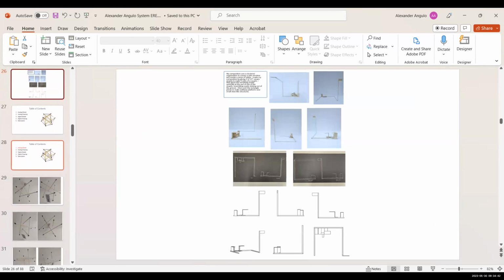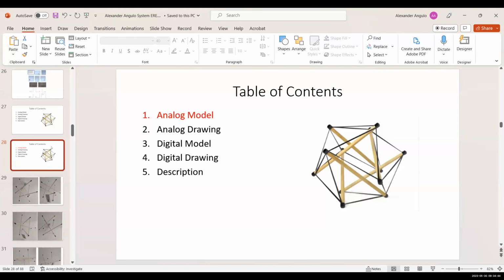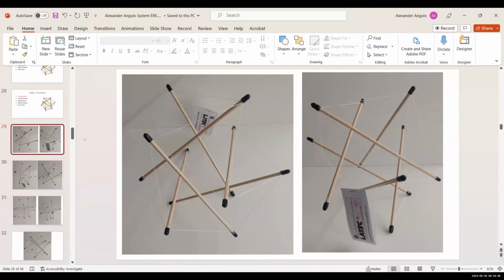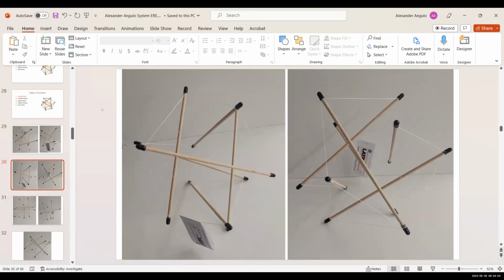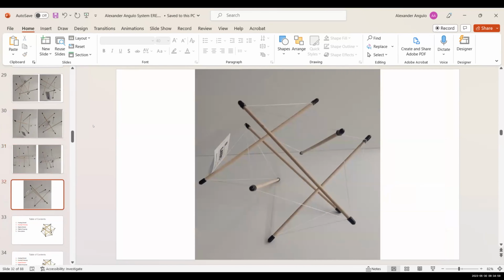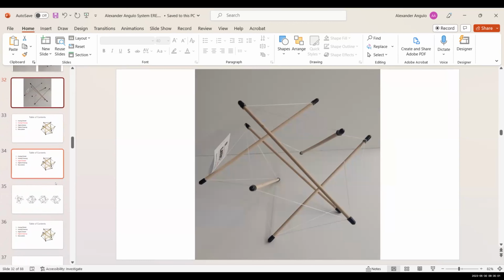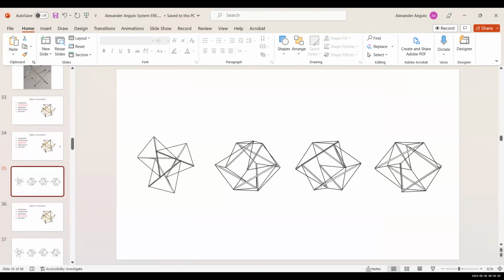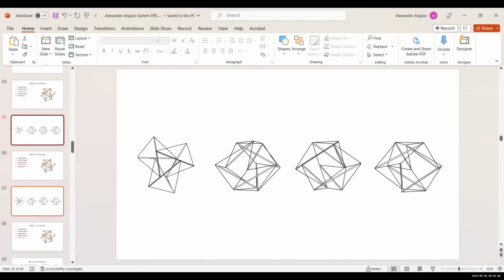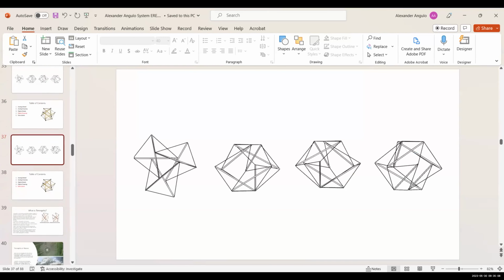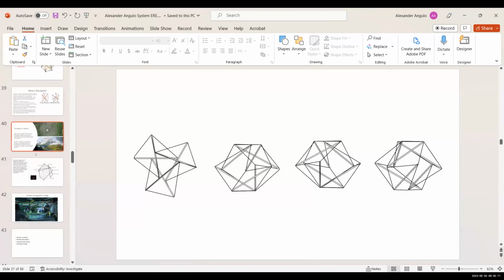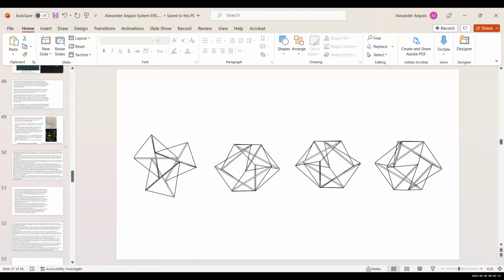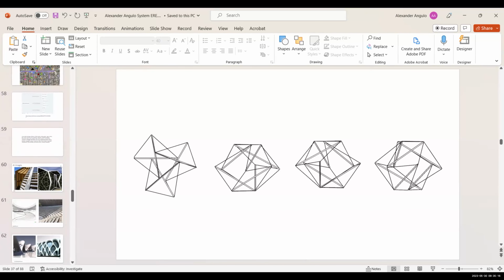From there, we went into the tensegrity structures. So I spent a day with a few of my classmates, and we made about 50 of these tensegrity models. So here's the physical model. I still need to do the analog drawing, but I also have the digital model in SketchUp and the digital drawings. And then from there, we went into the urban interventions.